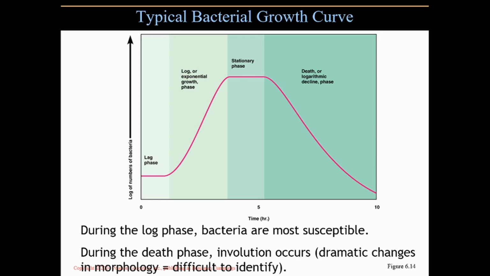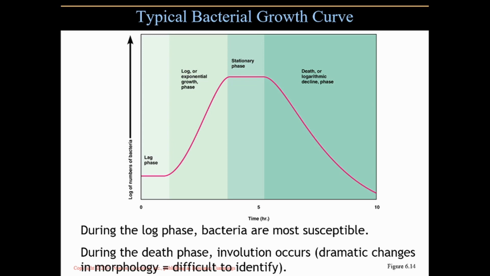And then, if all the conditions are optimal, you'll go into the exponential growth phase, where one bacterium becomes two bacteria, two become four, four become eight, eight becomes 16, and they can double their numbers if conditions are optimal. Some species can double their numbers about every 20 minutes. So you end up with an enormous number of bacteria in a very short period of time.